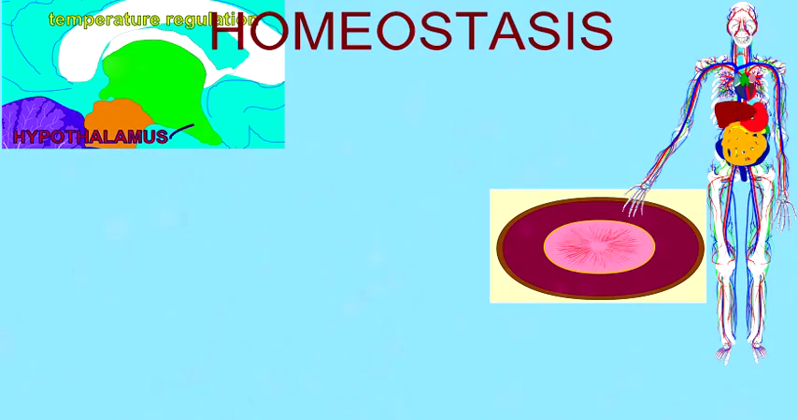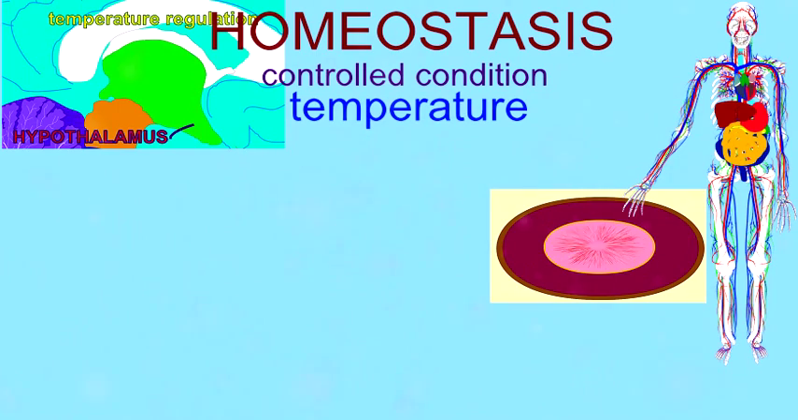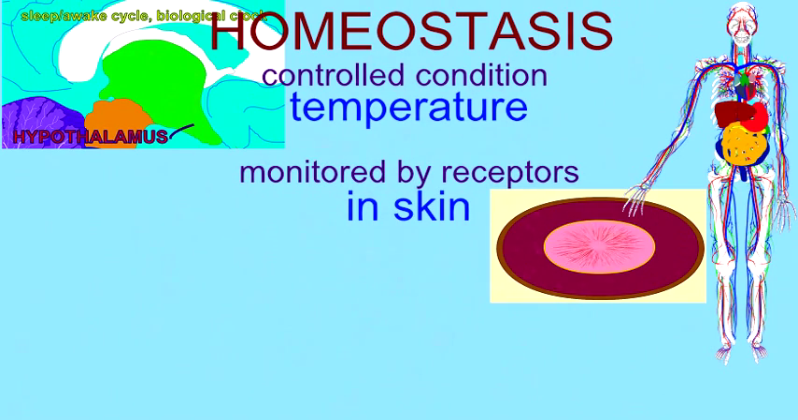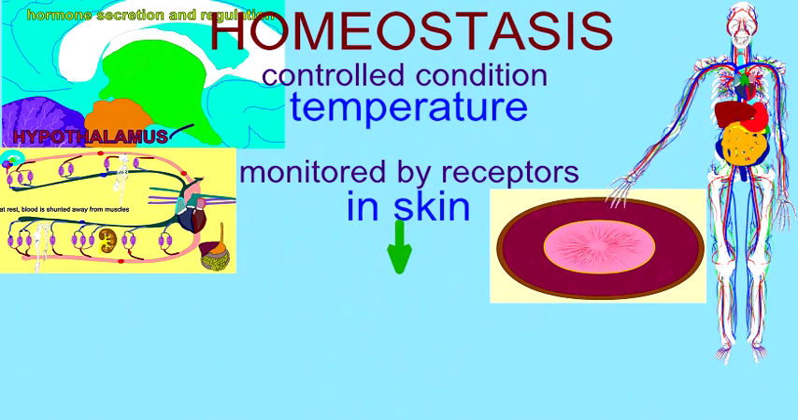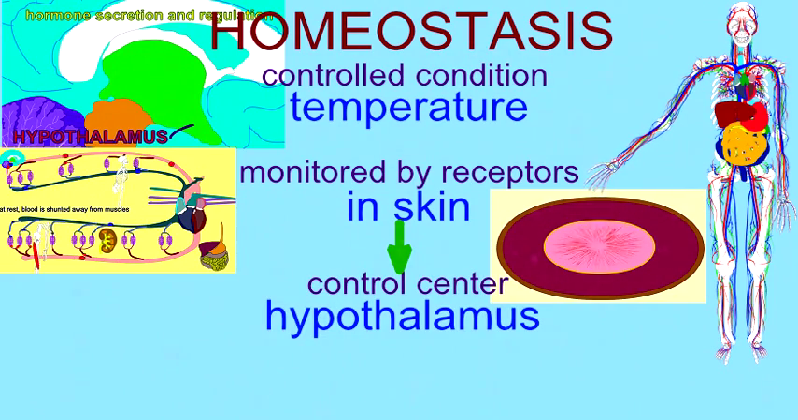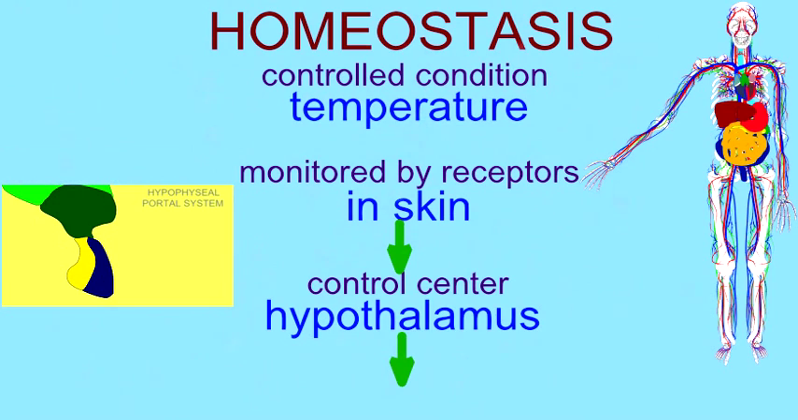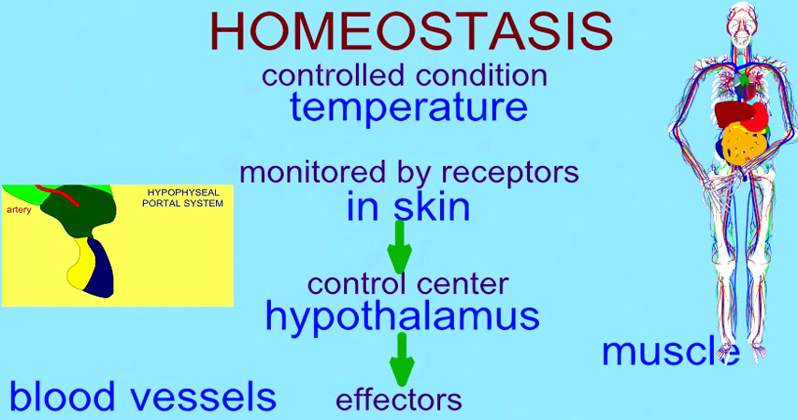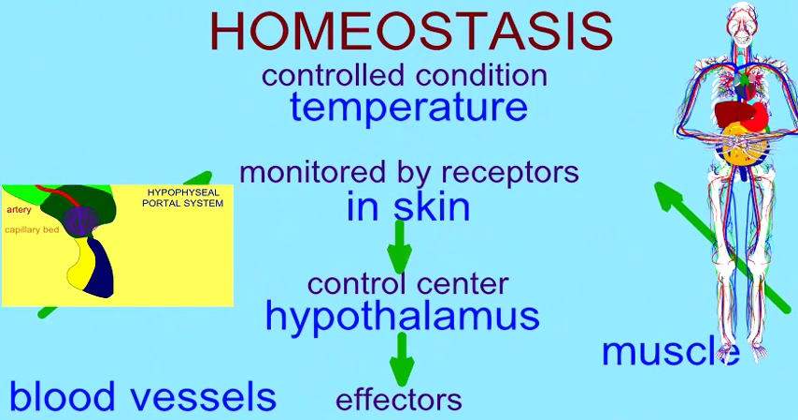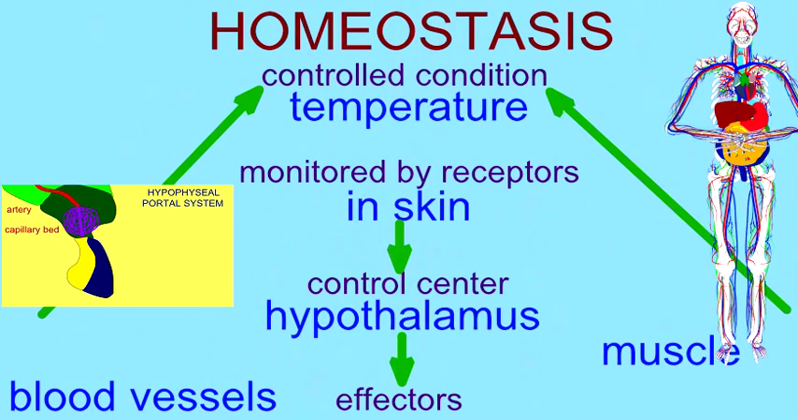If body temperature were to decrease, receptors would detect this, and then the hypothalamus would direct the vasoconstriction of blood vessels going to the skin so that blood would be directed deeper into the body so that heat would not be lost. The hypothalamus would then produce hormones which would ultimately cause the contraction of skeletal muscle, which would generate heat and help restore body temperature to normal.